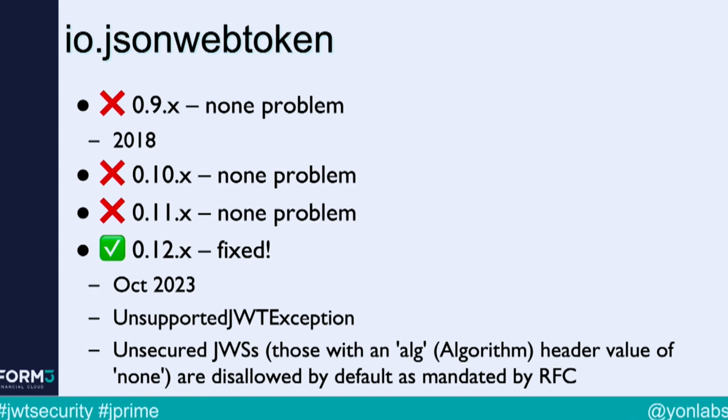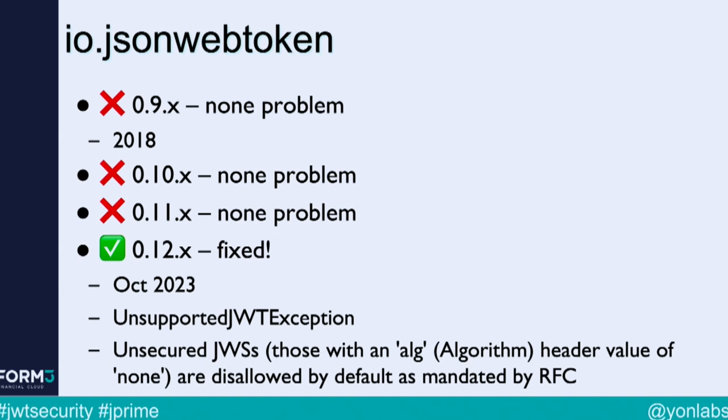Fortunately, this has been fixed, but it's been there since the beginning of the library. The first version I've tested was 0.9, released in 2018, and even though it poses a significant security risk, it hasn't been fixed until last year. Only in this 0.12 version it's been fixed, and it was released in October 2023. And they have fixed a couple of other issues, and they have very good exception messages at the moment.